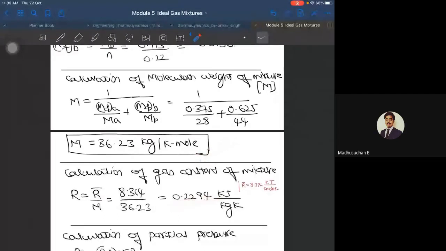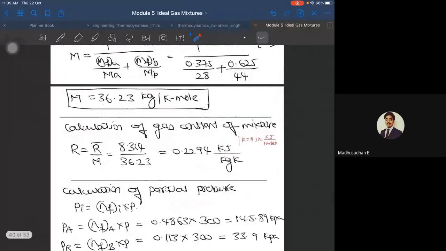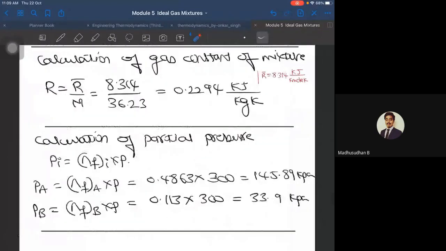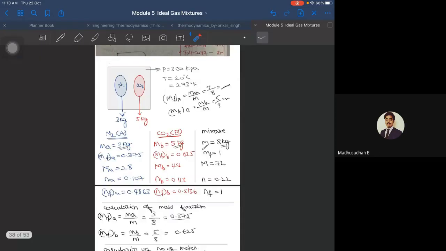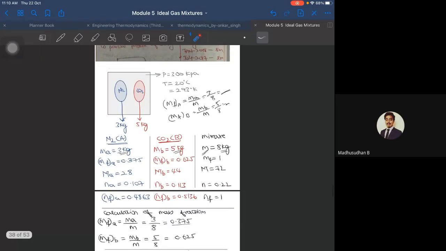Calculation of partial pressure. In the previous problem, I told you Pi is equal to NF of i into P. Do we know the value of NF of A and NF of B, the mole fractions of A and B? Yes, sir. The total pressure is given in the problem as 300. Just multiply the corresponding mole fractions and you will get the corresponding partial pressures. That's it. That completes the problem, guys. Any doubts in this? No, sir. Simple problem.